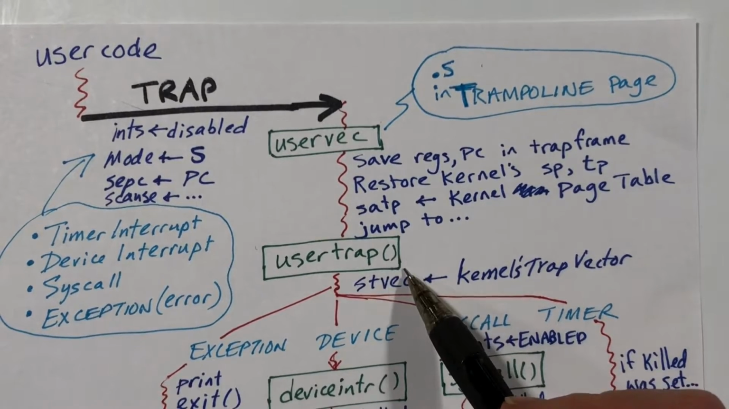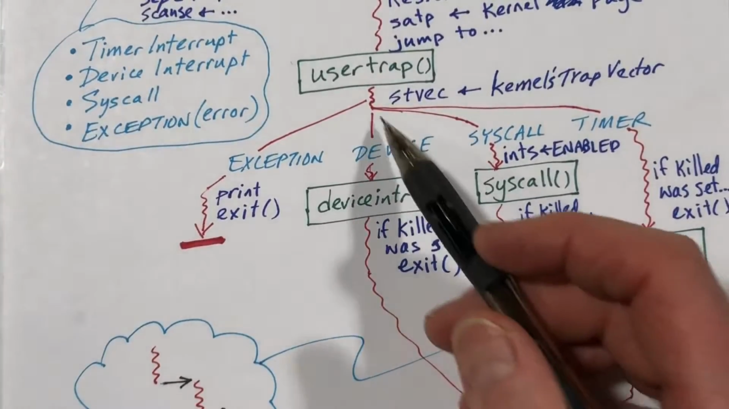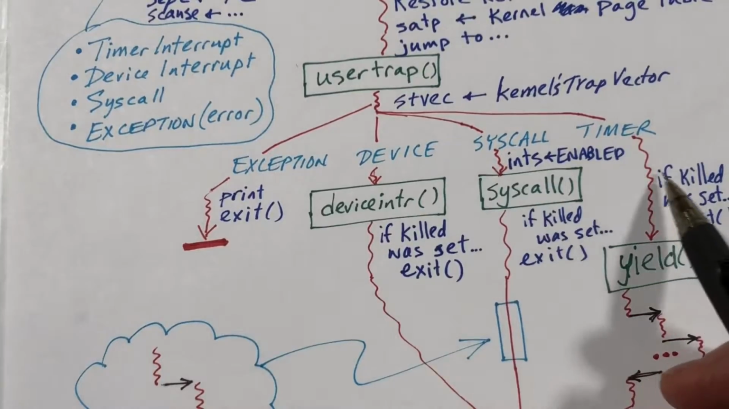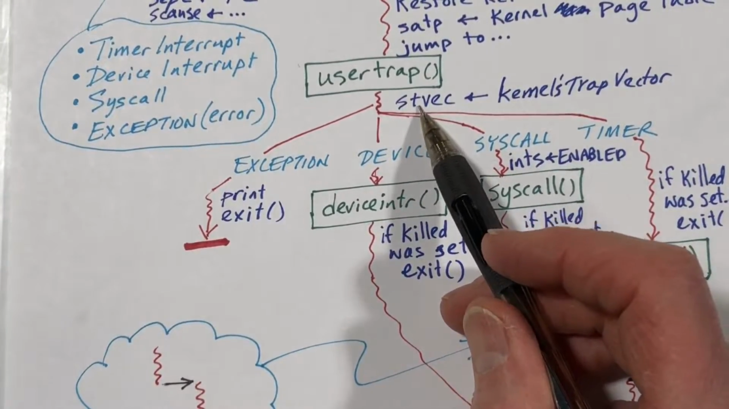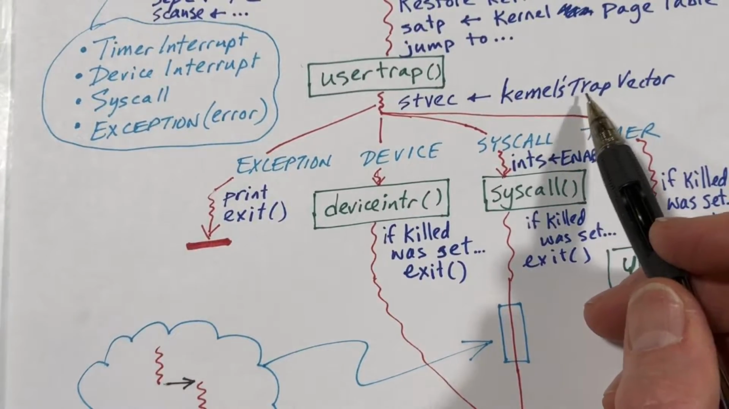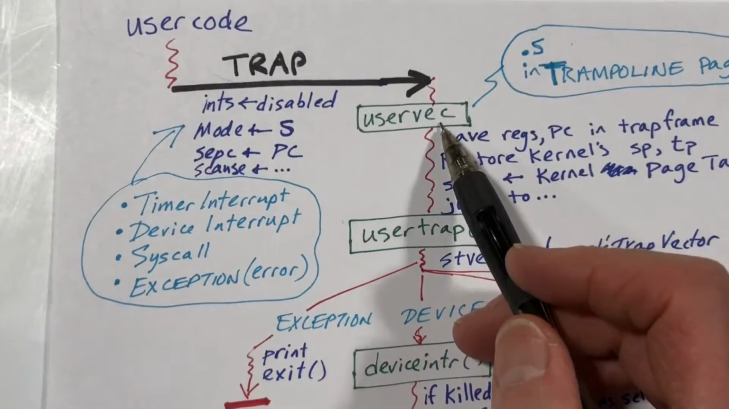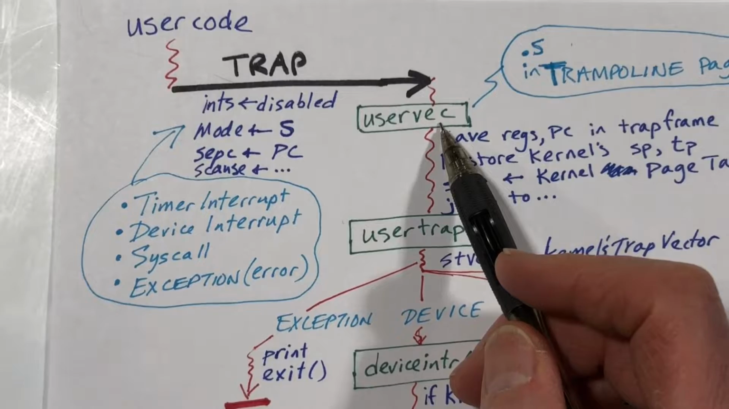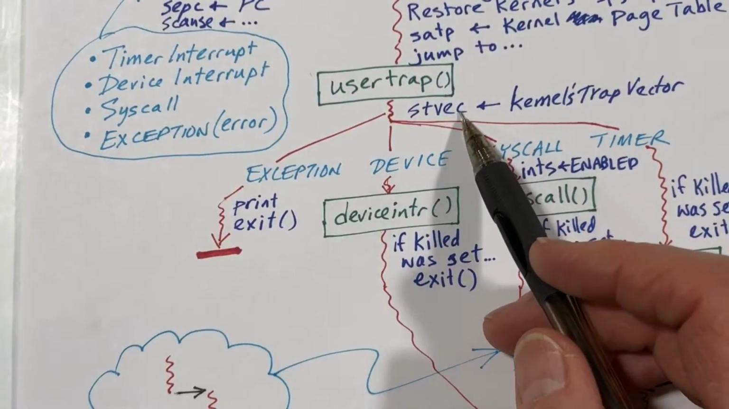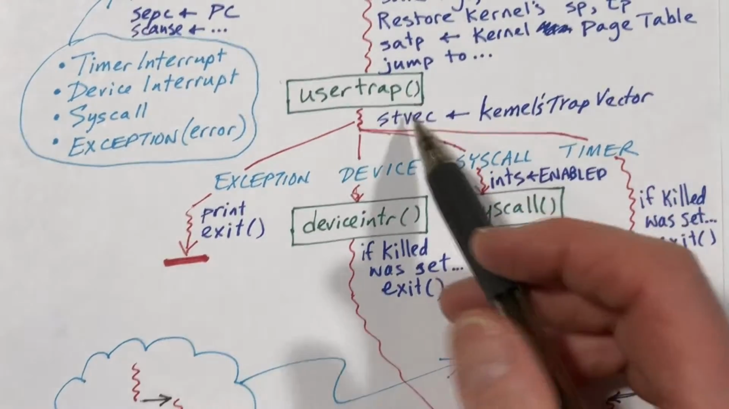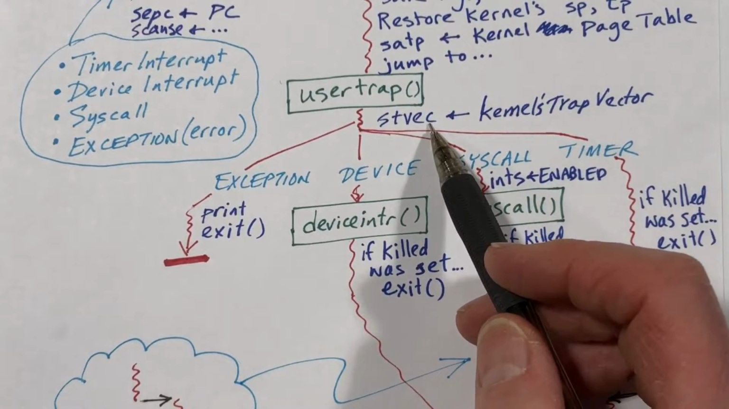And this is C code. And what does it do? Well, it's got an if statement, and it figures out what exactly is going on. But first, it stores a pointer to another trap vector in stvec. Previously, stvec contained a pointer to this function here, but if a trap occurs while we're executing in kernel mode, we want to handle it a different way. So we update stvec here.